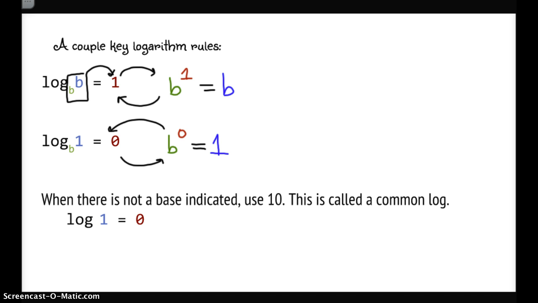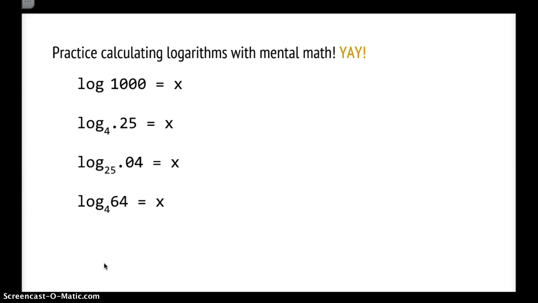Now, when there is no base indicated, nothing is there, it's just empty, use 10. This is called a common log, and this is the log that your calculator does with the log key. So when you don't see a base, think 10 as your base. Okay? So think 10 as your base when there's nothing there. That's called a common log. Okay? Now on to mental math.